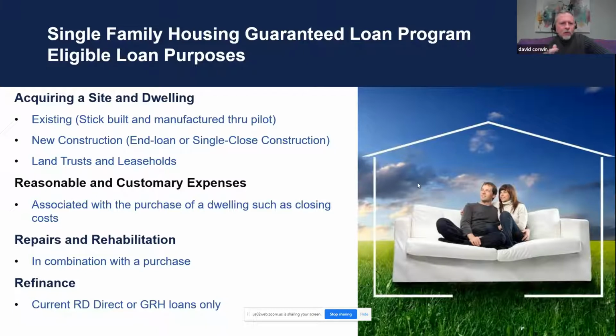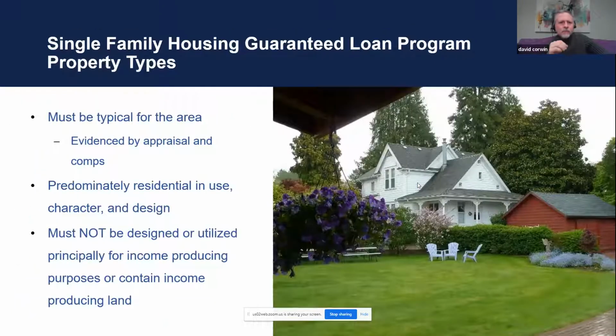We also allow rolling in reasonable customary expenses, your closing costs, things like that we discussed. Rehab and repair: we can do minor rehab and repair right within our regular loan. But for a more considerable rehabilitation, where the home needs considerable work, we work it just like the single close construction, in that the money is there, the loan note guarantee is there, at closing before any construction starts. So again, the lender and everyone is protected. And the refinance, as I mentioned before, is just for current USDA borrowers.